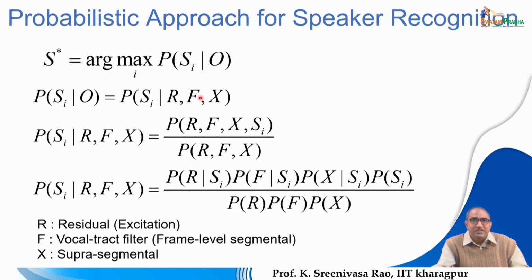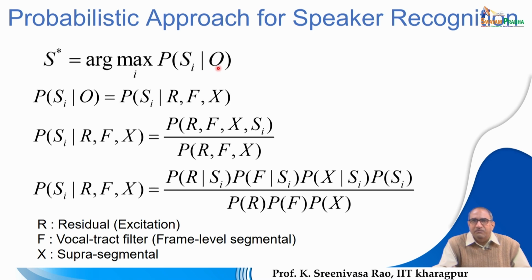And so, this is the probabilistic approach of speaker recognition. This is similar to the one we discussed in the case of speech recognition. Here you can see it is argmax over the various speaker models S_i, where i may vary from 1 to 50 in the case of 50 speakers. And O is the observation sequence, nothing but the feature vectors.